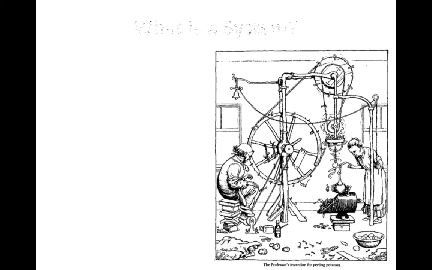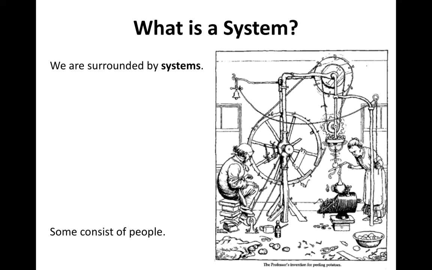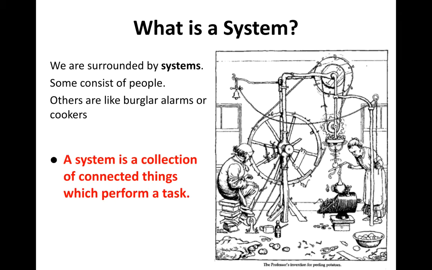Okay, first thing you need to be aware of is the definition of what a system is. A system is a collection of connected things which perform a task. We're surrounded by systems. Some of those are people, for example, the teachers at the school are part of a system. Some of them are physical systems, things that are connected together, whether that's burglar alarms, but it could also mean mechanical things that are collected together, as you can see in this diagram here.